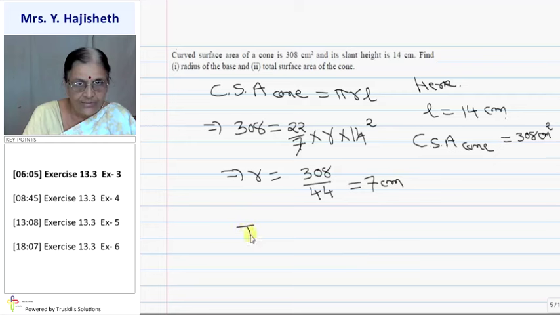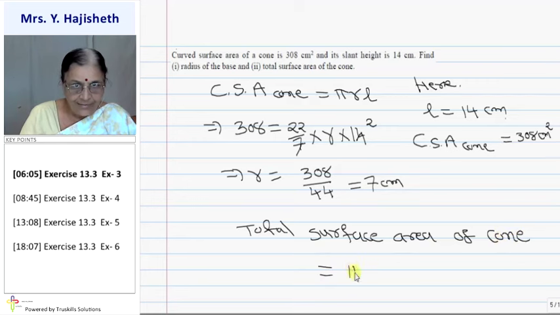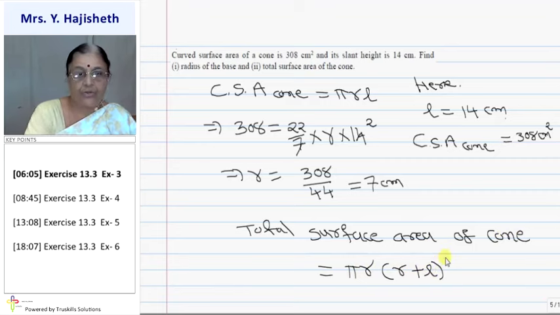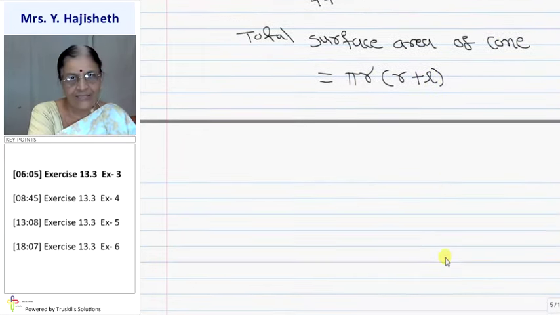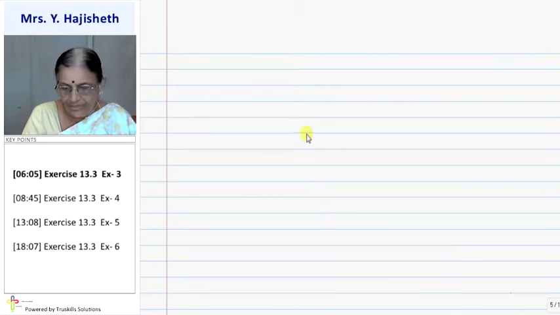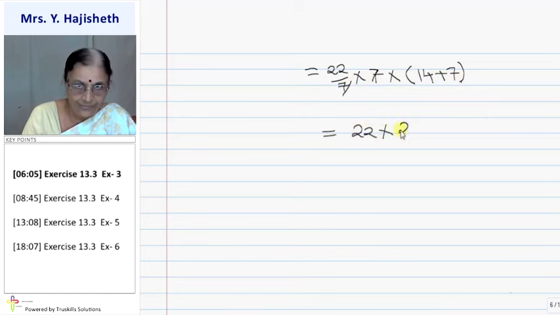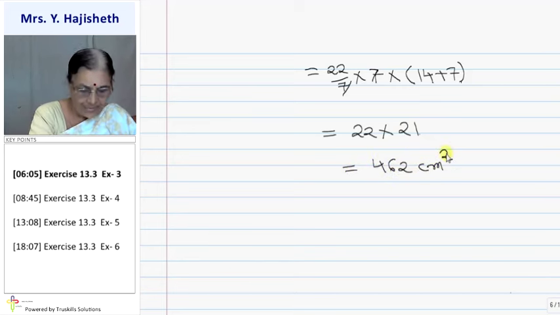Now you are asked to find out the total surface area of cone. Now total surface area of cone is pi r in bracket r plus l. It is curved surface area of cone plus area of base. So pi r square plus pi r l. We derived this short formula, okay? Now put the value. For pi, I take 22 by 7. For r, I put 7, which I calculated, into r plus l. So it is 14 plus 7. l is 14 and r is 7. So 7 cancels. So my answer is 22 into 21. Product of 22 into 21 is 462 centimeter square. Clear? Now sum number 4.